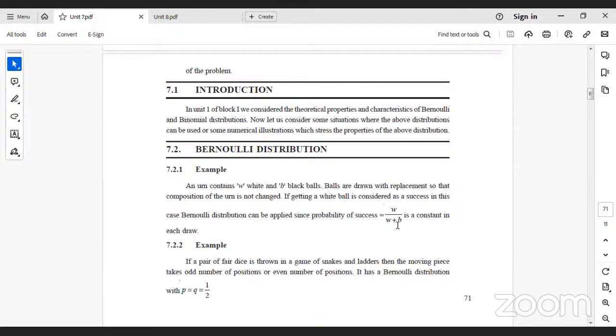Consider an urn with W white and B black balls. Balls are drawn with replacement so that the composition of the urn is not changed. If a white ball is considered a success, in the case of the Bernoulli distribution the probability is equal to W by W plus B. So the probability of success is constant in each draw. We will take one example.